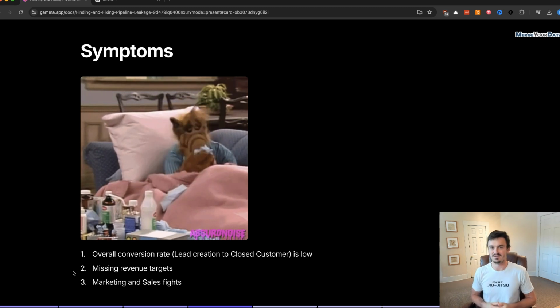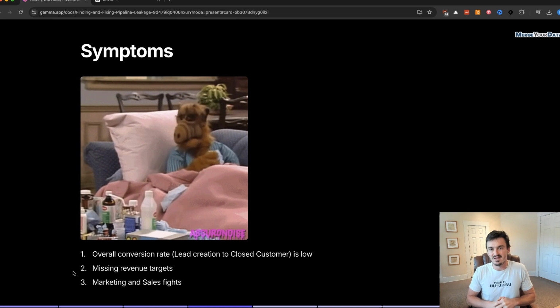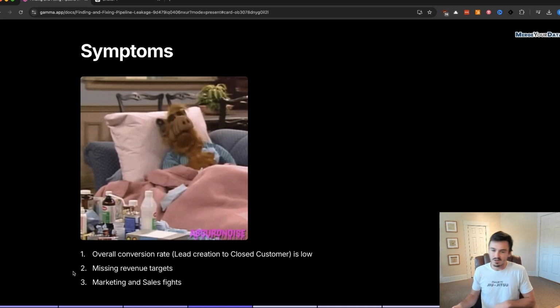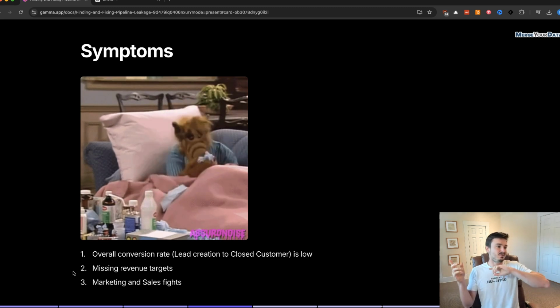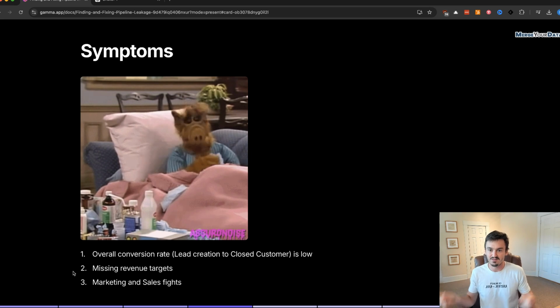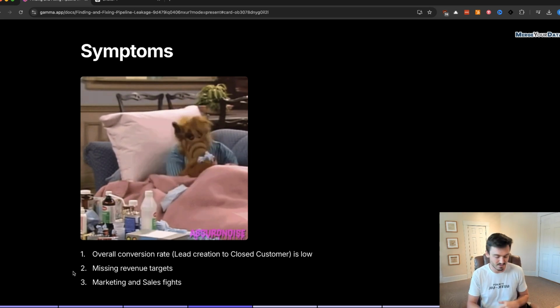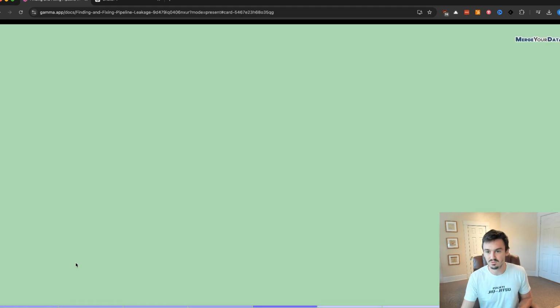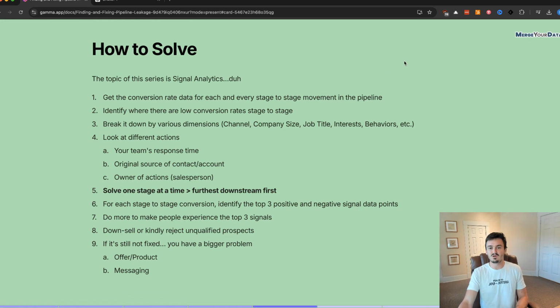Three, marketing and sales fights. If you guys are constantly saying that leads are bad, and then marketing is saying that sales is bad, and then both of you maybe agree on the point that product or service is bad, whatever it may be, this is a good indication that you might have some pipeline leakage. And so we want to go further and solve it. And so this is a lot of words, some more words than I usually do on a slide here, but these are the steps to solve this problem with signal analytics.